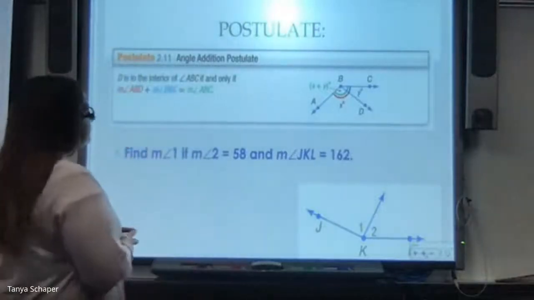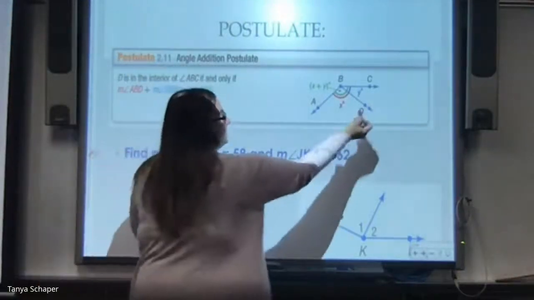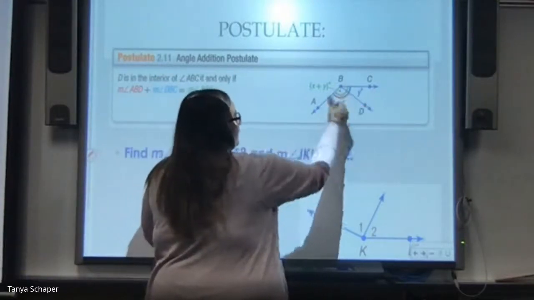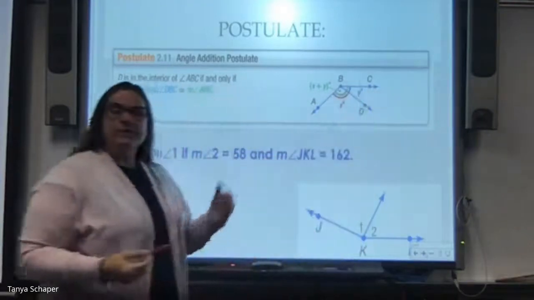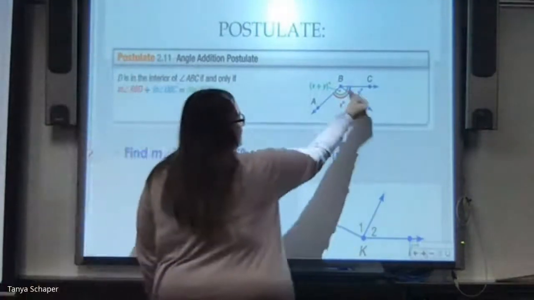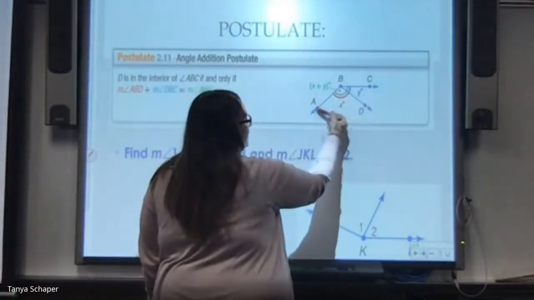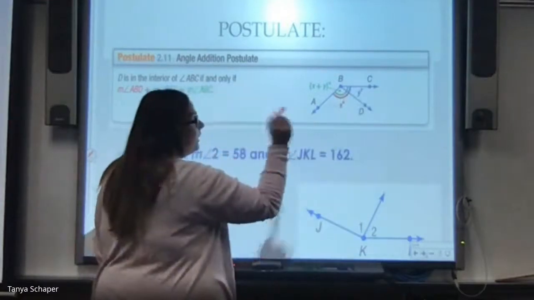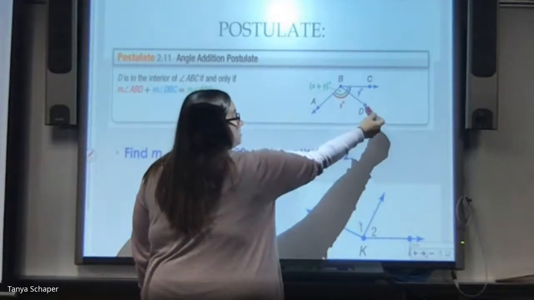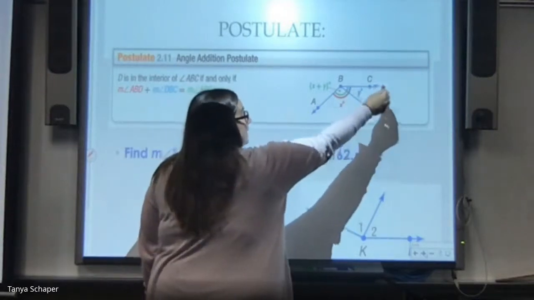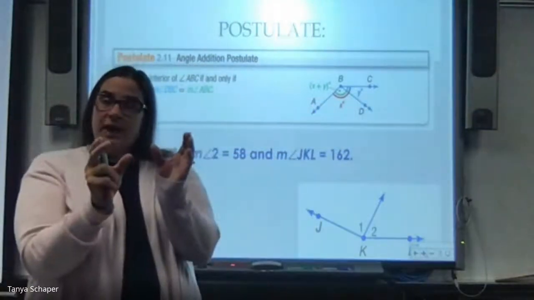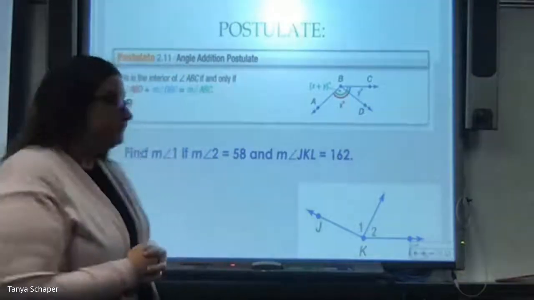When I look at this particular angle, point D is on the interior of angle ABC. And we talked about the interior earlier in the year in unit one, chapter one. If point D lies on the interior of angle ABC, we can then say the measure of angle ABD plus the measure of angle DBC equals the measure of angle ABC. So each of the parts of that angle add up to the whole angle.